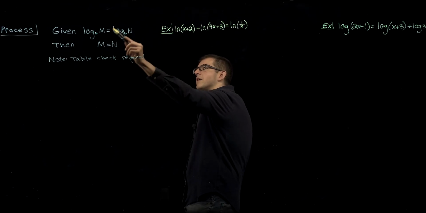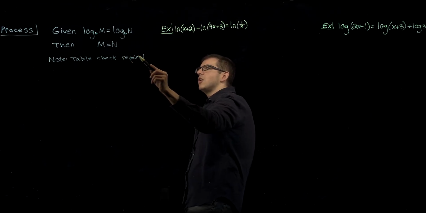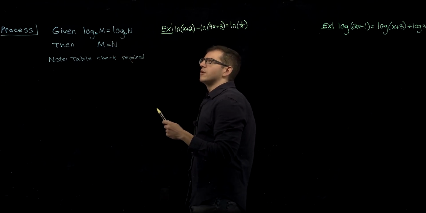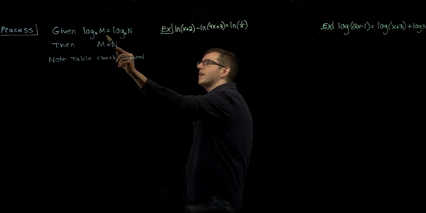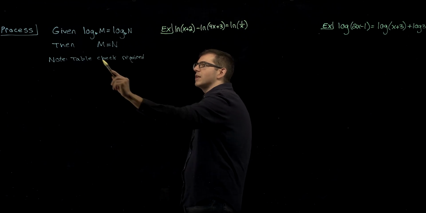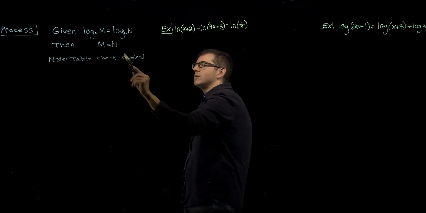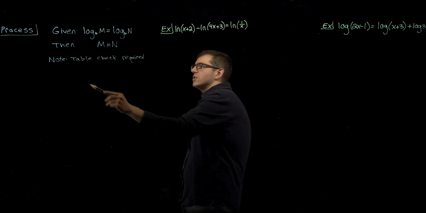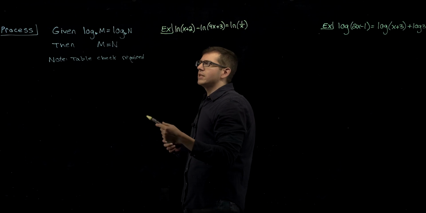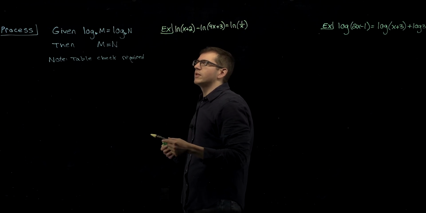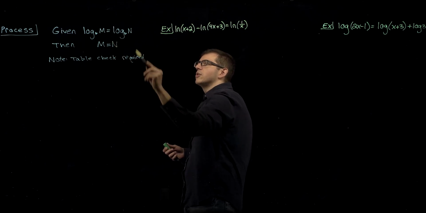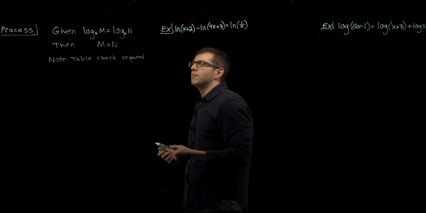Okay, our next type of logarithmic equation to solve is when we have two logs of the same base equal to one another. We say that given log base b of m equals log base b of n, then we can drop the logs and immediately say that m is equal to n. We just have to make a note here that a table check is still required, just like in solving previous logarithmic equations. And we have to check anything that originally occurred inside of a log.